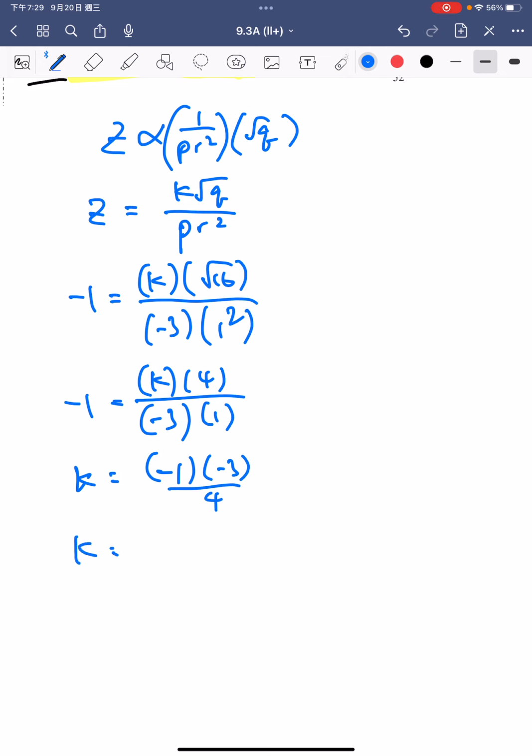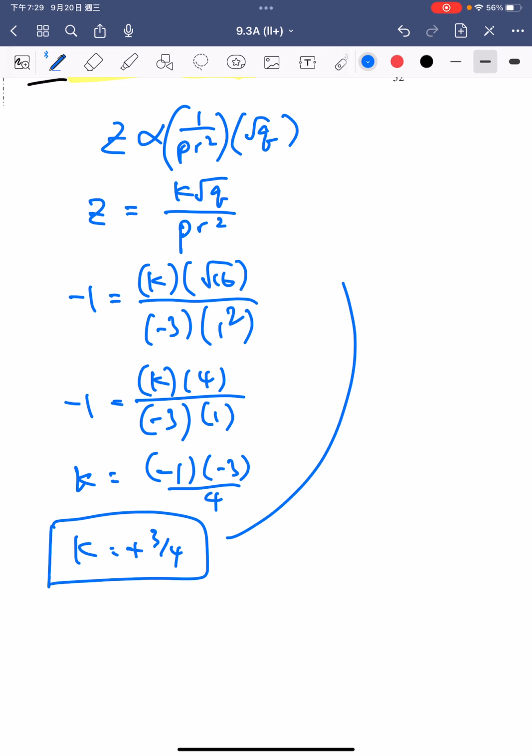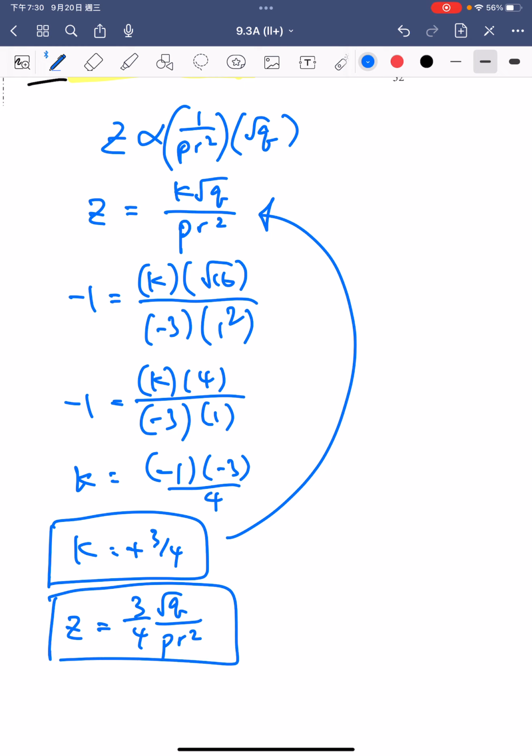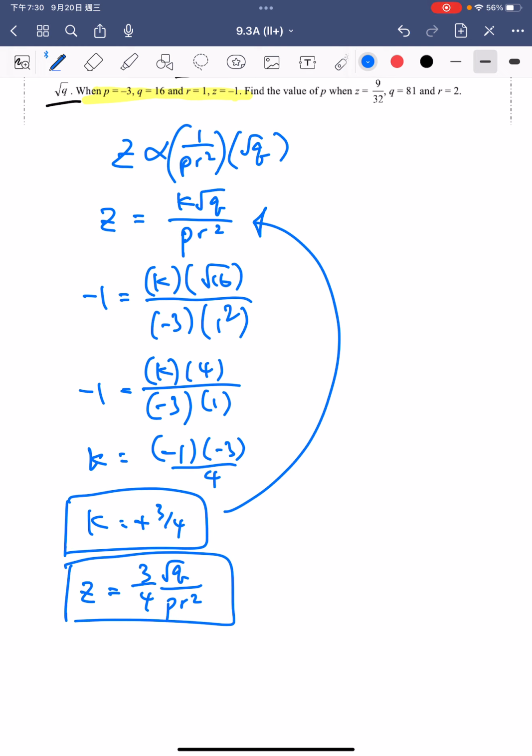Basically this means k is equal to -1 times -3, which gives you a positive. So now we have a positive 3 over 4. After you get this variation constant, you just put it back into our original formula. Then we have z is equal to 3 over 4 square root q divided by PR squared. So that's the formula connecting z, q, p, r.